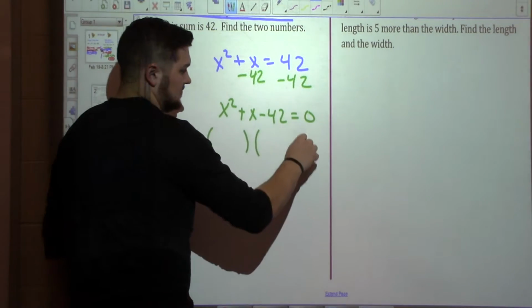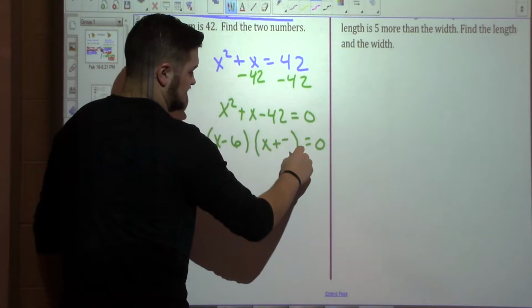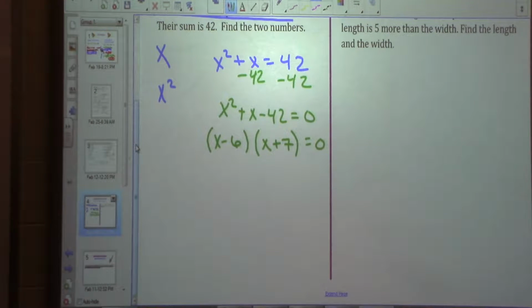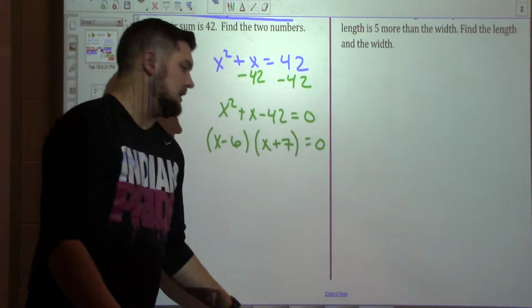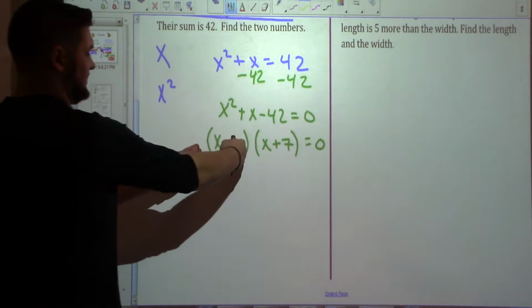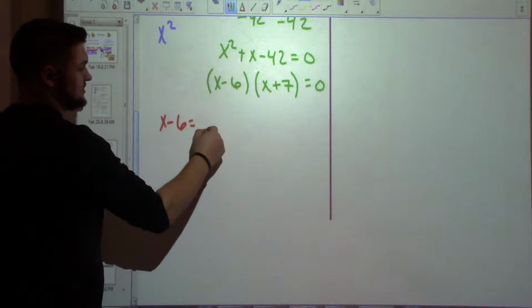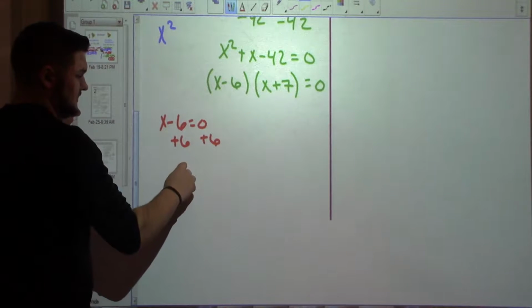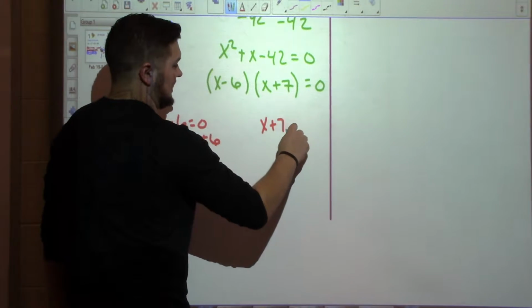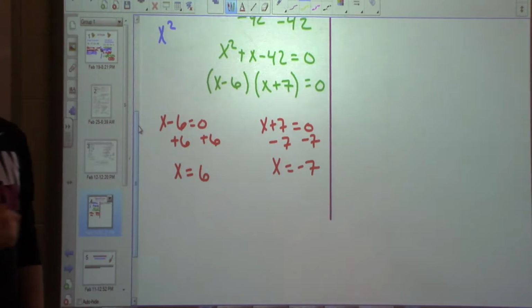So, it multiplies to negative 42, adds to 1. What are my two numbers? Negative 6 and 7. So x minus 6, x plus 7. Alright. Well, how do I solve for x now? What, Anna? Split it up. Take each piece, set it equal to 0. Right? The zero product property. X minus 6 equals 0. Add 6. X equals 6. X plus 7 equals 0. Minus 7. X equals negative 7.